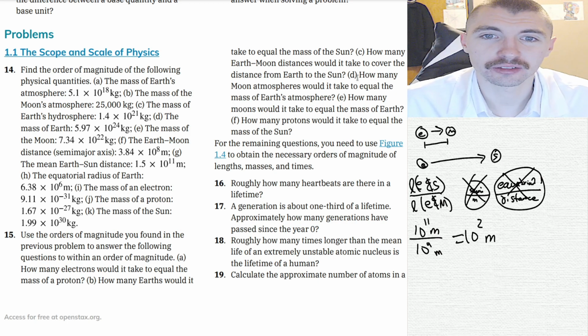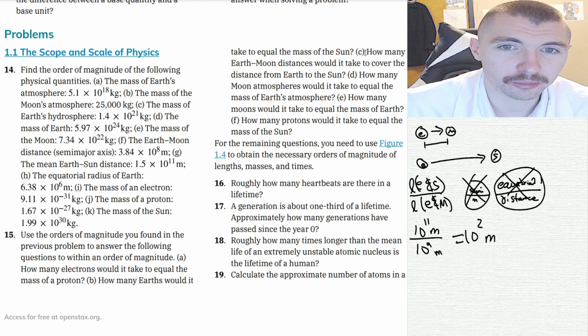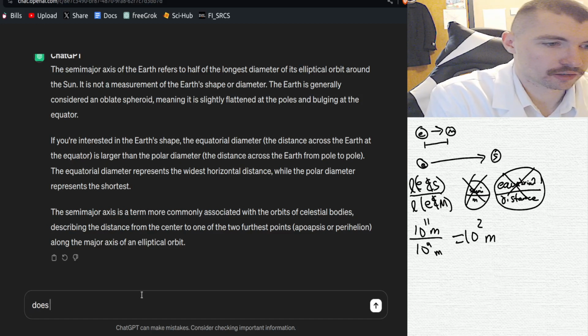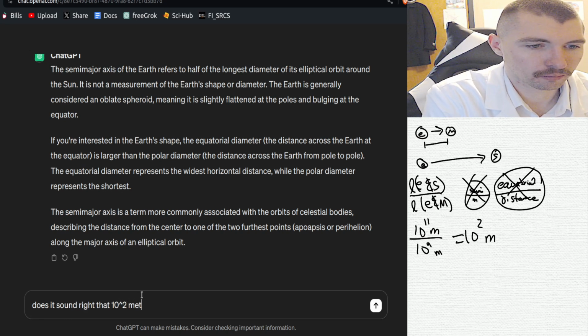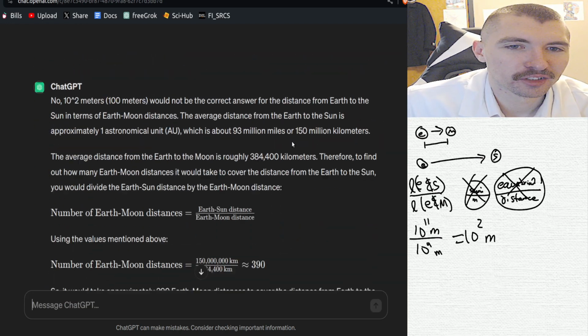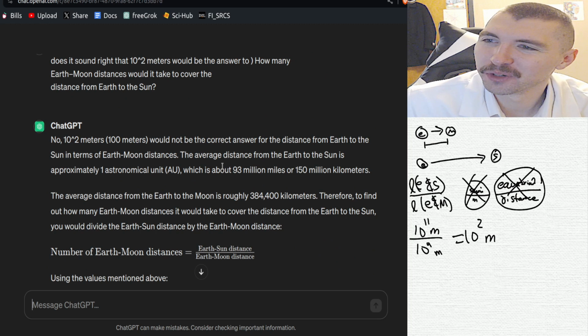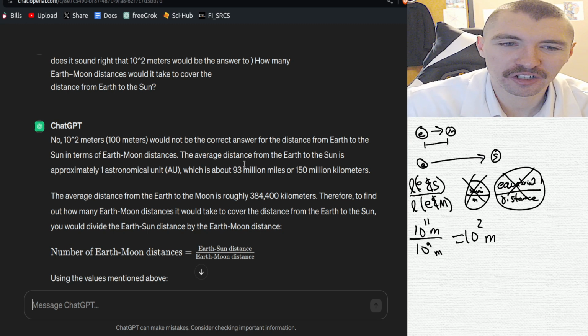Okay, and since it's faster to check with the language model than going to the back of the book, we can take this, copy it. Does it sound right that 10 to the 2 would be the answer to this? It says it would not be correct for the distance from Earth to the Sun in terms of Moon-Earth distances. And whenever I get confident, ChatGPT proves me wrong, and I know ChatGPT is wrong a lot of the times, especially when the language model is trying to do math. But I think I can catch most of it.